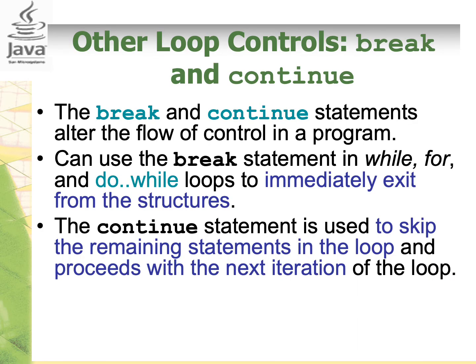The break and continue statements alter the flow of control in a program. We can use the break statement in while, for, and do while loops to immediately exit from the structures. The continue statement is used to skip the remaining statements in the loop and proceed with the next iteration of the loop. We have seen examples of using break and continue when we learned if and if-else statements. It works the same in any of the loops.